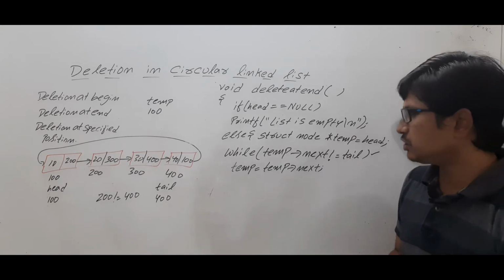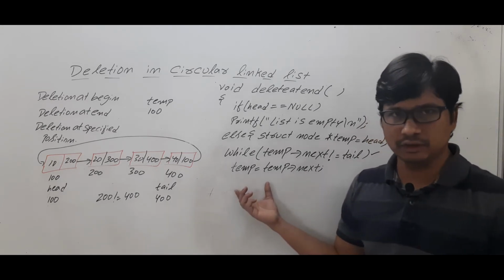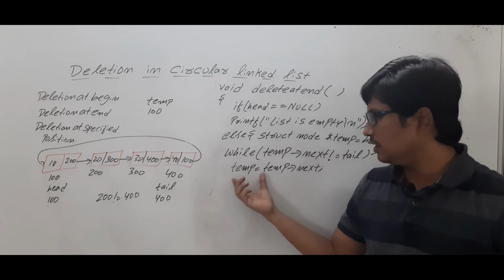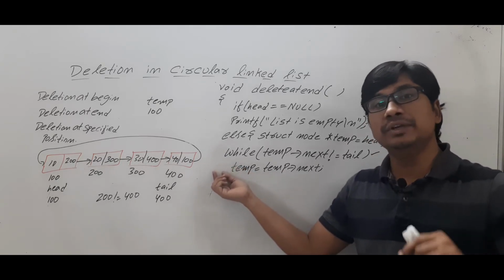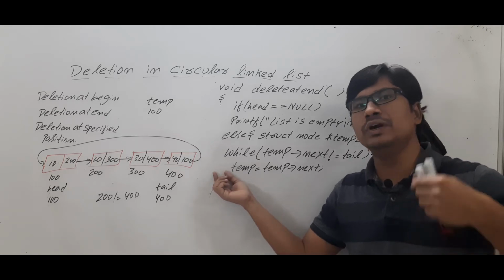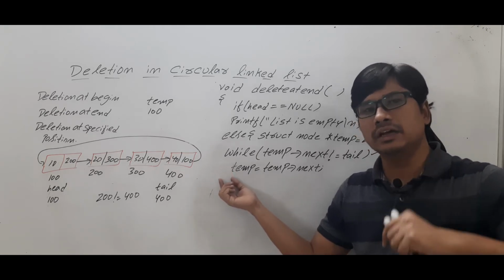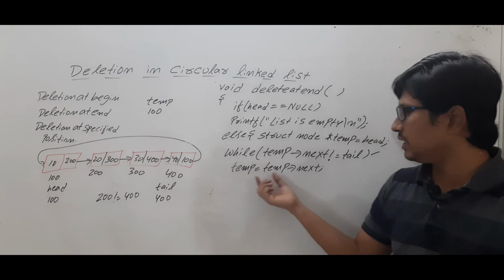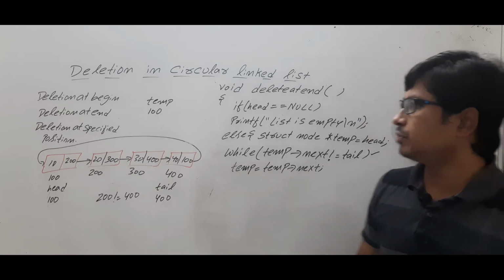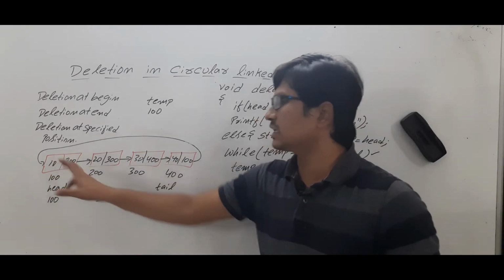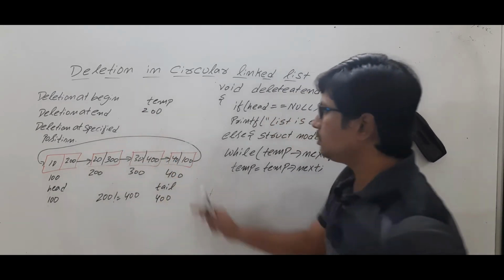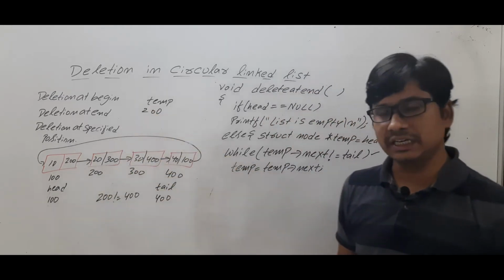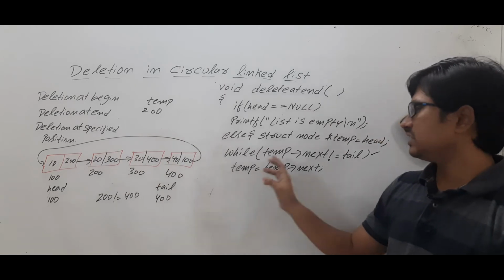If this condition is true, what are the statements in the while loop that need to be executed? We have written only one statement, so the curly braces are optional. If you have more than one statement in a loop, then curly braces are compulsory. So temp is equal to temp of next. Temp of next is 200, that you are assigning to temp. Now this temp pointer is pointing to the second node. Again you will check the condition.